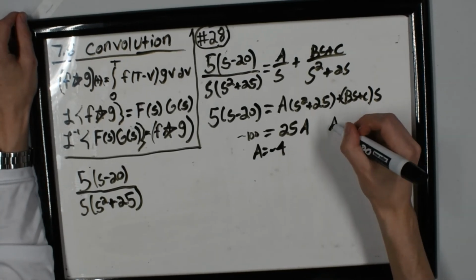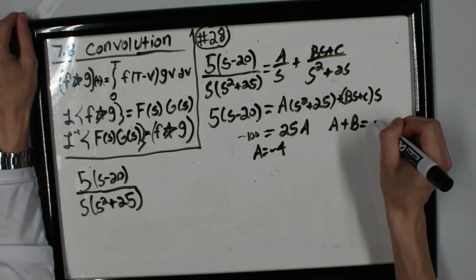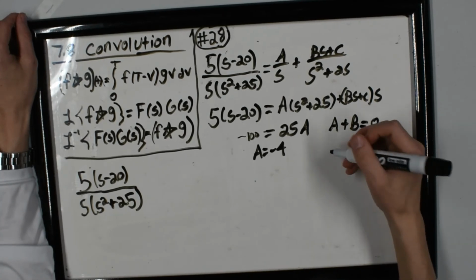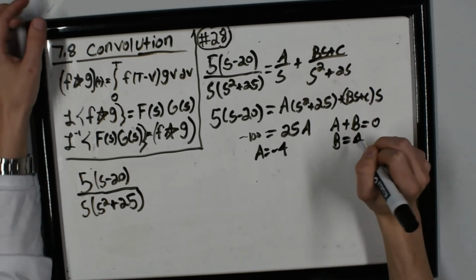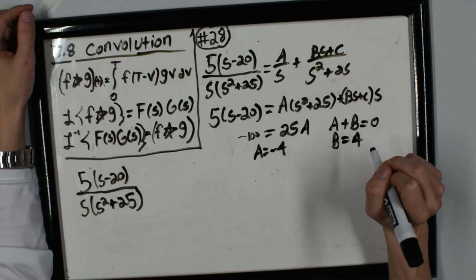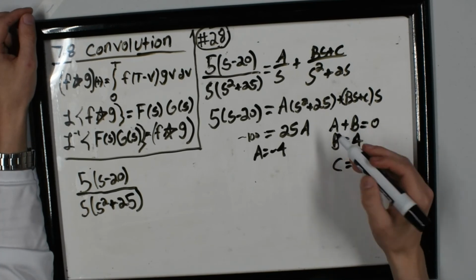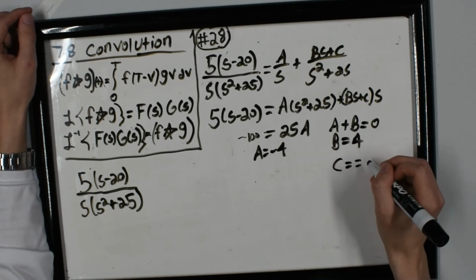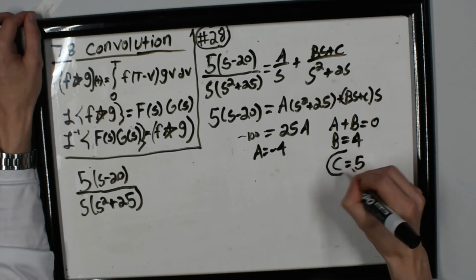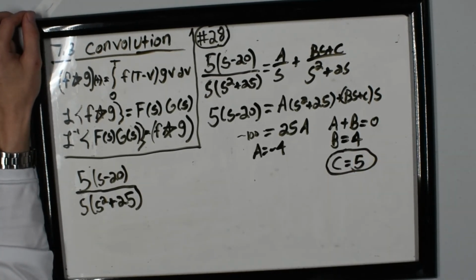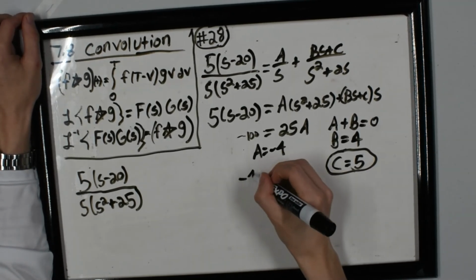And if we collect the s squared terms, A plus B is equal to 0. B is going to be 4. And let's just collect the s terms. So we have C, that's the only s term on this side. The only s term on the other side is 5. So C is 5. I don't know why I wrote the equal sign there twice. But there's our answers for A, B, and C.